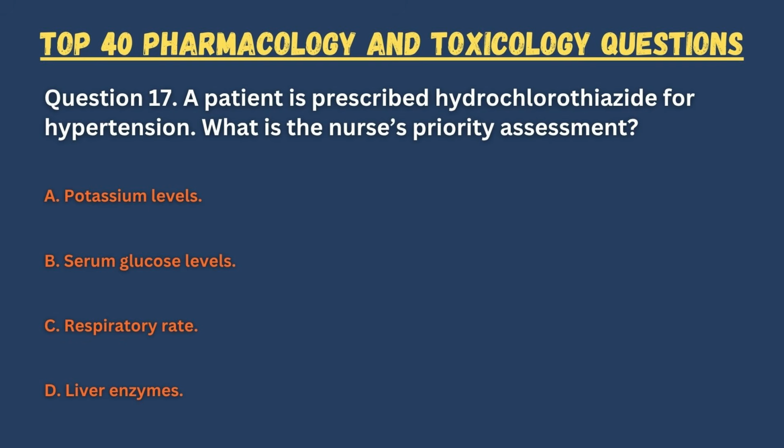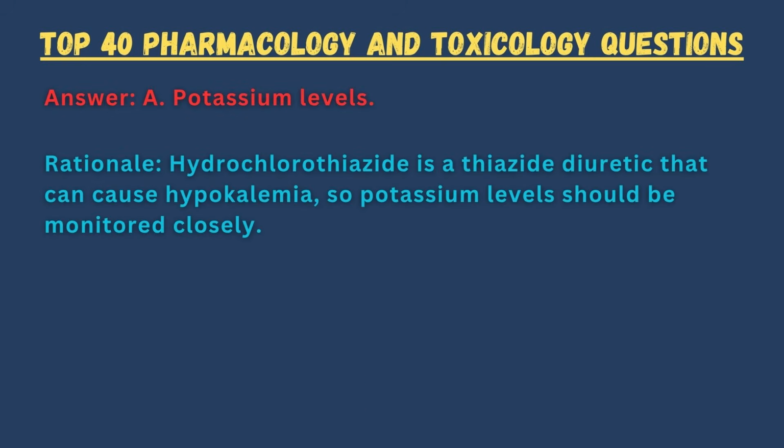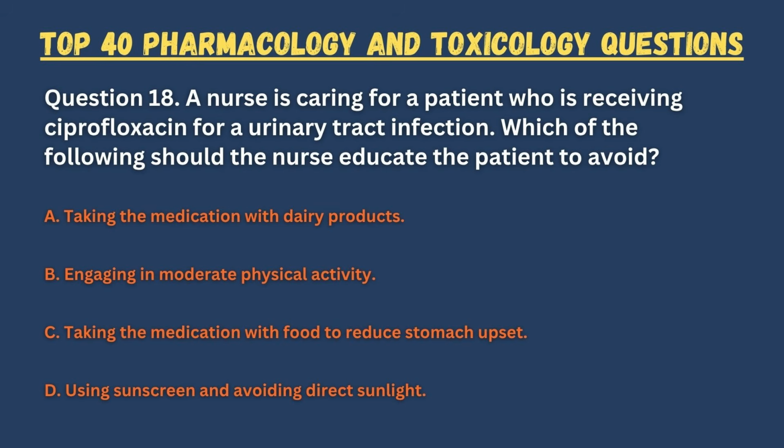Question 17. A patient is prescribed hydrochlorothiazide for hypertension. What is the nurse's priority assessment? A. Potassium levels. B. Serum glucose levels. C. Respiratory rate. D. Liver enzymes. Answer: A. Potassium levels. Rationale: hydrochlorothiazide is a thiazide diuretic that can cause hypokalemia, so potassium levels should be monitored closely.